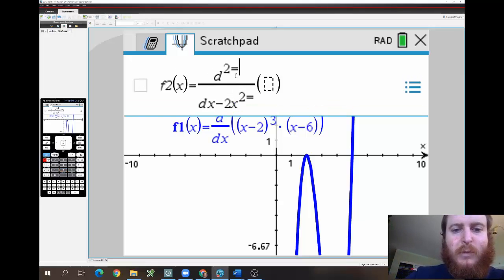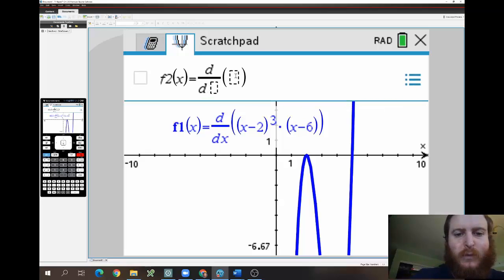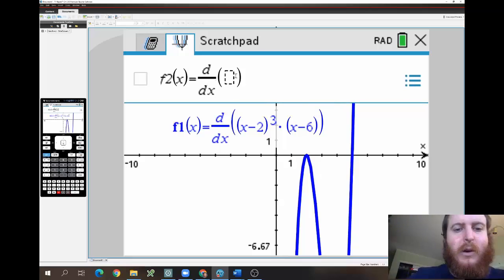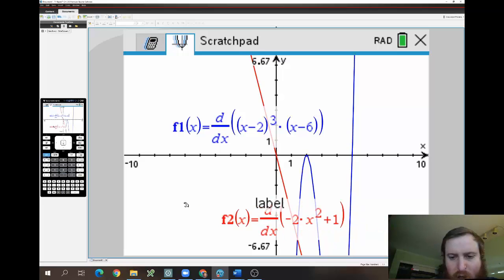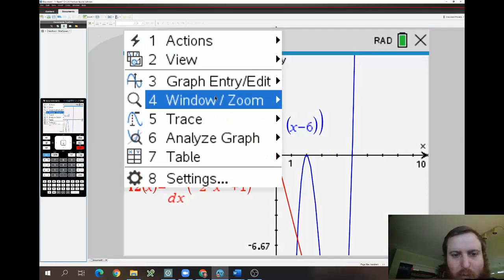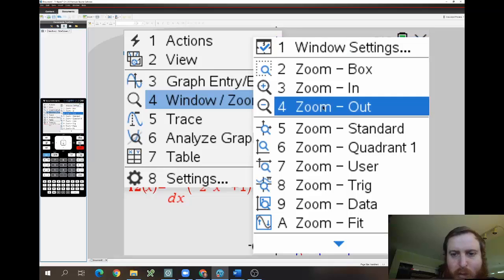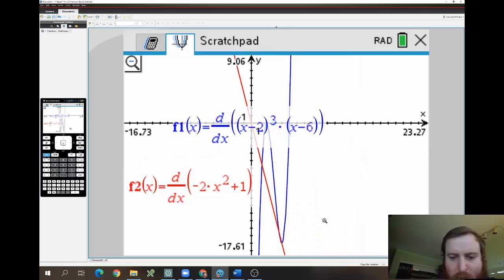Oops, totally messed that up. So make sure you are in the right area. Okay, and so we see this now. If we get something like this where we're not sure what happens below, you can always change your zoom. I'm just going to hit zoom out. So menu, window, zoom out. It's going to ask where we want the new center of the graph to be. Let's zoom out around there. And it does look like it might cross a few times.